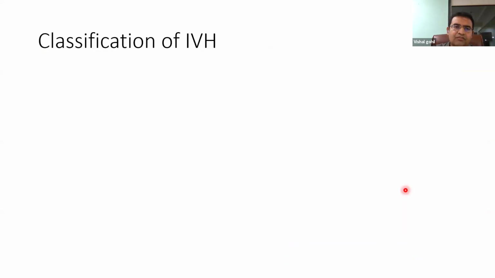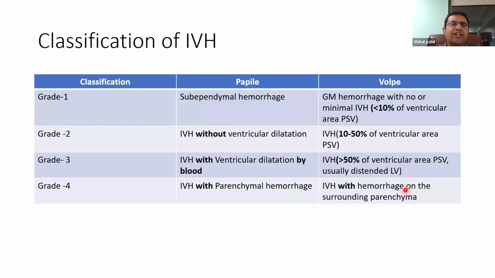Which are the classifications? There are two worldwide accepted classifications. One is the Papile classification, which is based on CT scan, and the Volpe classification, which is based on ultrasound. Both are widely accepted everywhere, and you can follow either. In the Papile classification, grade 1 means the bleed remains in your germinal matrix. Blood does not leak into your lateral ventricle. That is your grade 1 IVH.